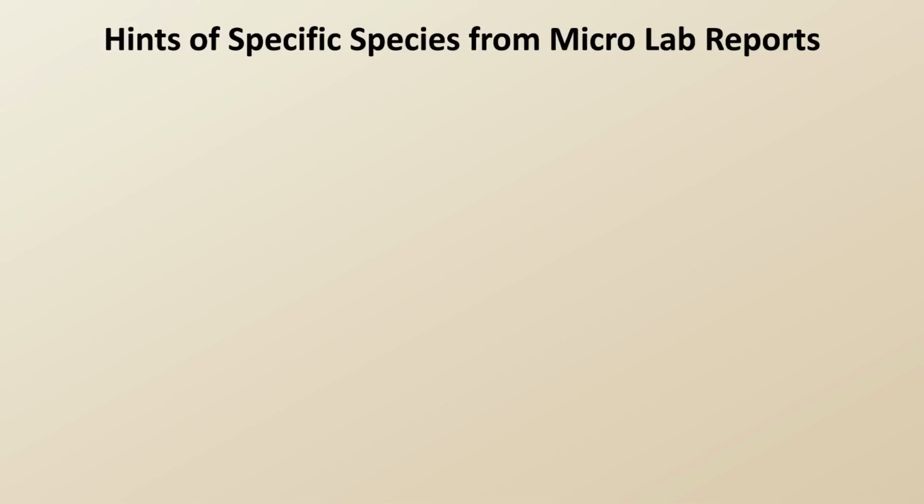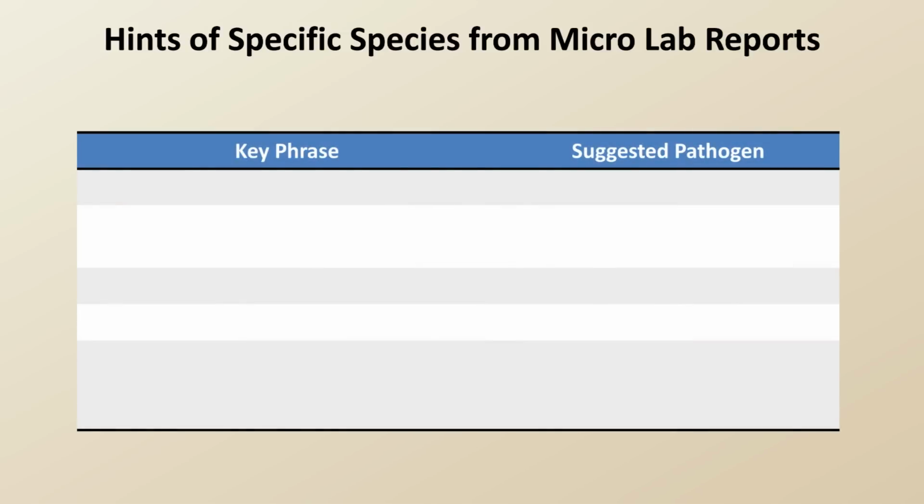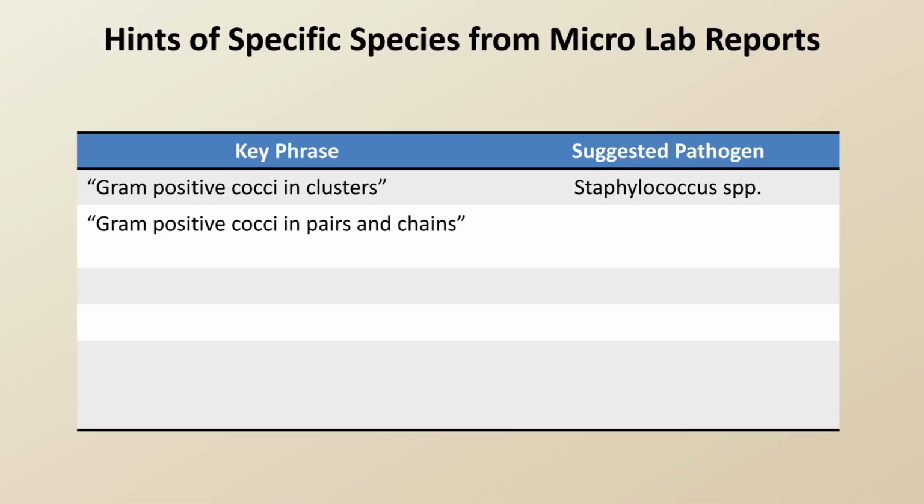And while this list may help you to choose appropriate empiric antibiotic therapy while cultures are pending, there may be several other hints of the likely responsible pathogen. Some of these hints will come from the preliminary reports from the micro lab. If in a prelim report, which is essentially a statement the micro lab will put out before a bacteria has been fully identified, the lab reports a culture is growing gram-positive cocci in clusters, it suggests staph. If it says gram-positive cocci in pairs and chains, it suggests strep or enterococcus.